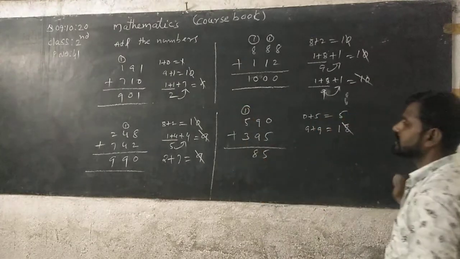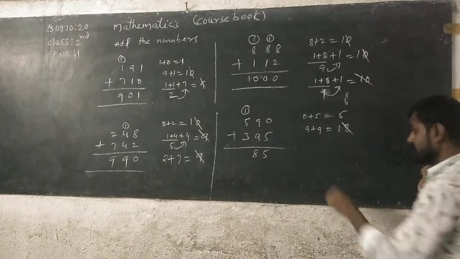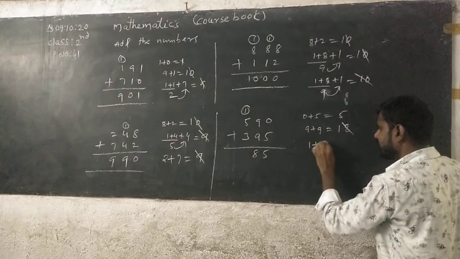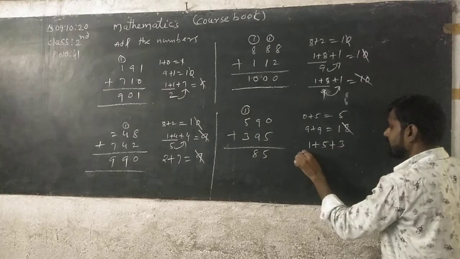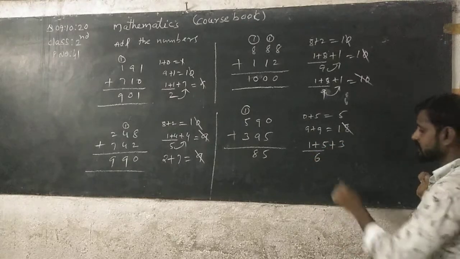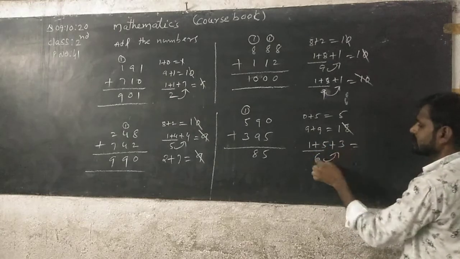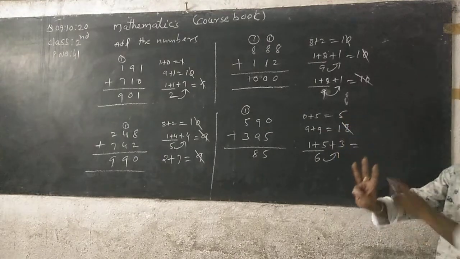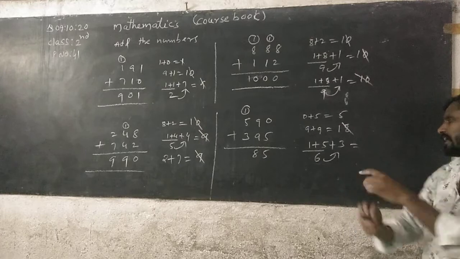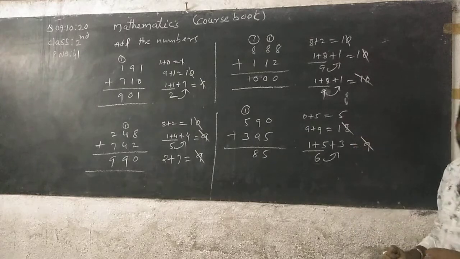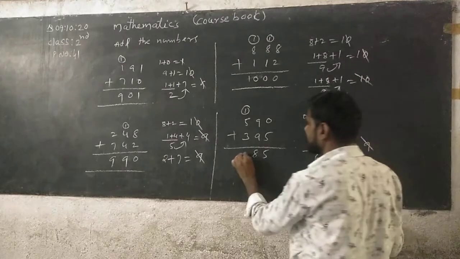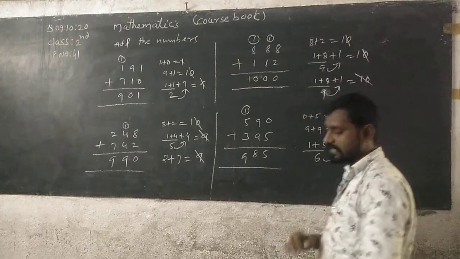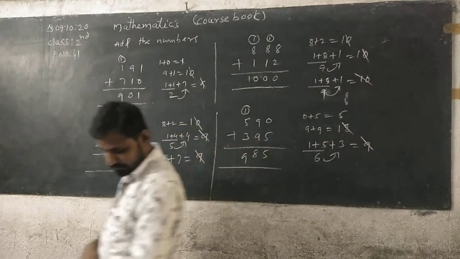Now next to add the digits in hundreds place along with carrying. That is 1 plus 5 plus 3. 1 plus 5, 6. 6 is added to 3. Means 6 keep in your mind and you have to take 3 fingers in your hand. You can count 6 after 7, 8, 9. 9 is a single digit number, you can write it directly. Sum is equals to 985.